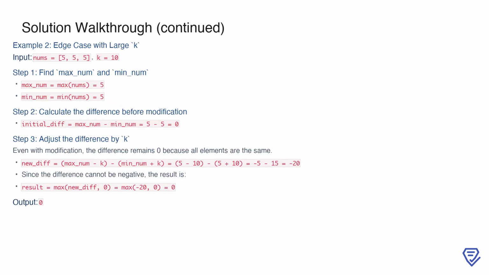Let's consider a different example where nums equals 5, 5, 5, and k equals 10. In this case, all the elements in the array are the same, so the maximum and minimum values are both 5.